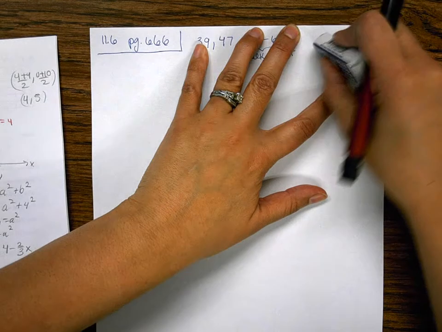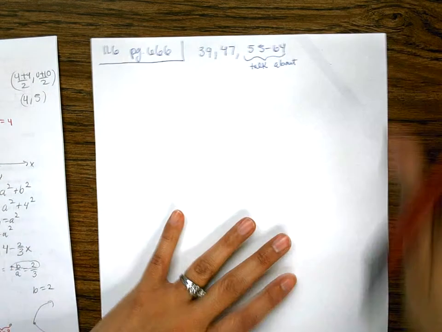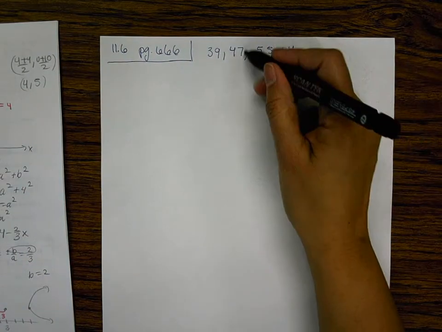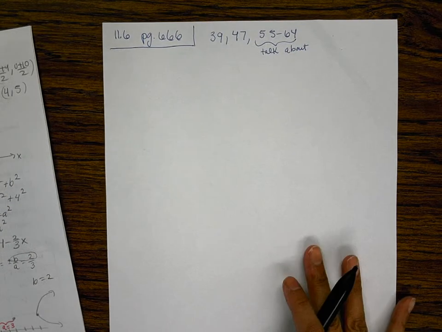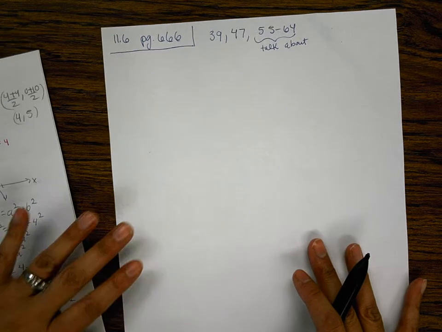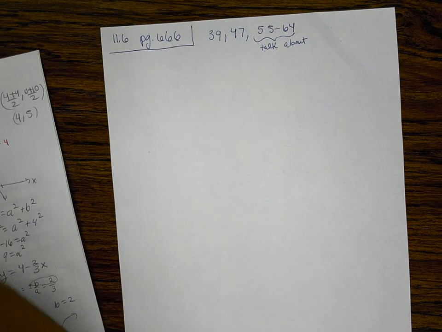Okay, we are getting started. The problems I'm going to do are 39 and 47, and I'm going to talk about these from the textbook. I'm not going to do them all. I'm just going to discuss them and give you some hints. Okay, starting off with 39.